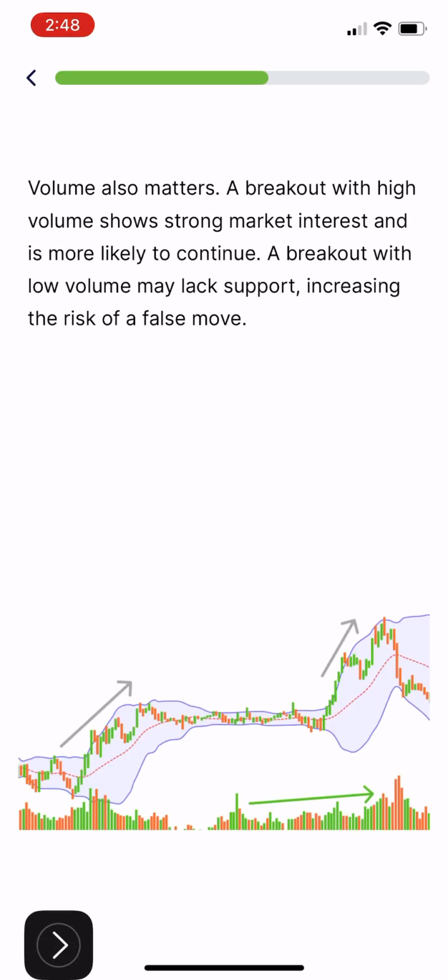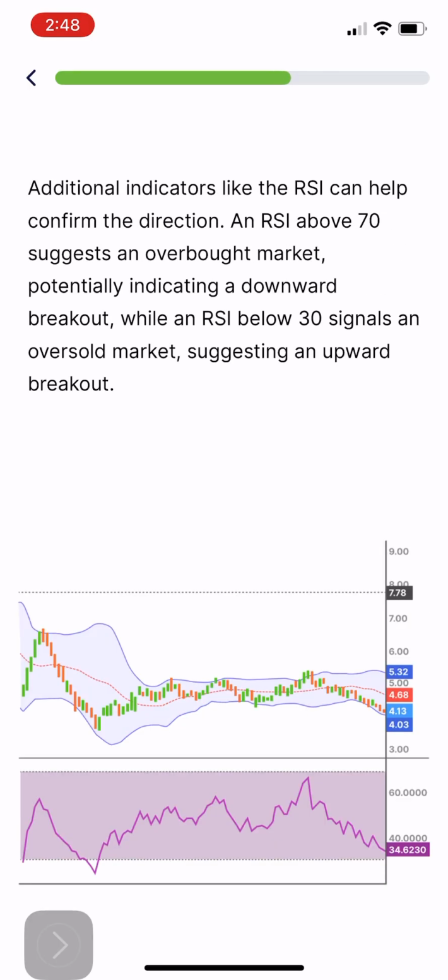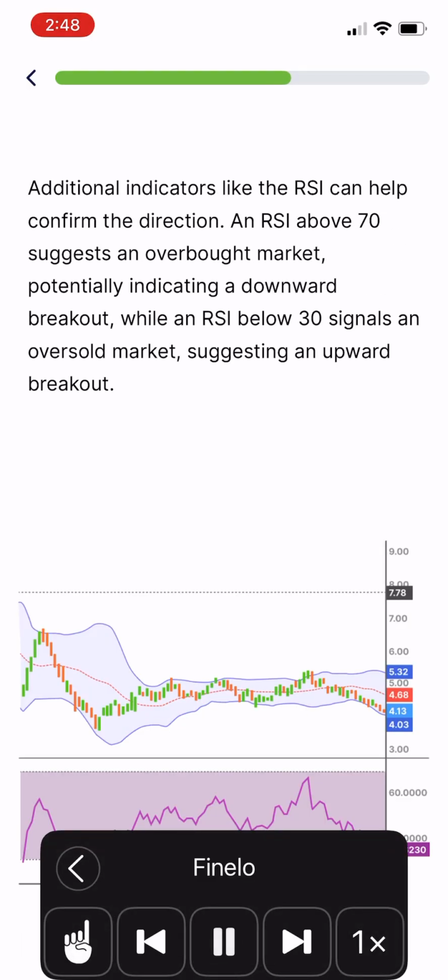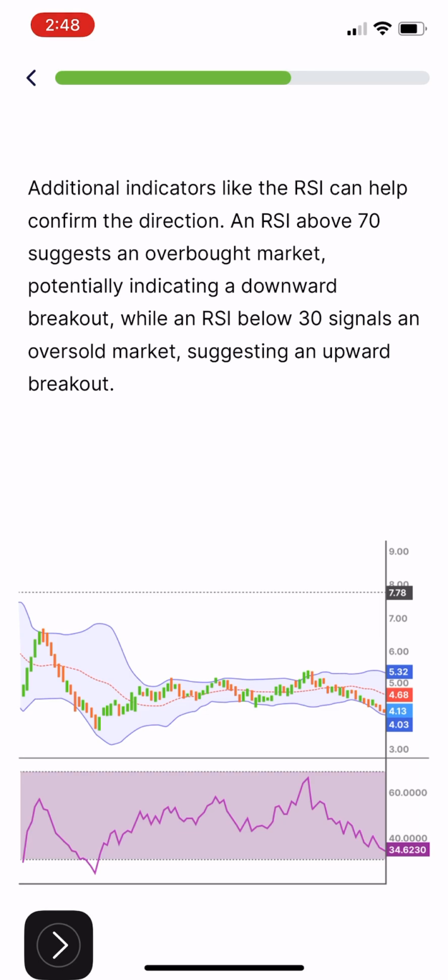Volume also matters. A breakout with high volume shows strong market interest and is more likely to continue. A breakout with low volume may lack support, increasing the risk of a false move. Additional indicators like the RSI can help confirm the direction. An RSI above 70 suggests an overbought market, potentially indicating a downward breakout, while an RSI below 30 signals an oversold market, suggesting an upward breakout.